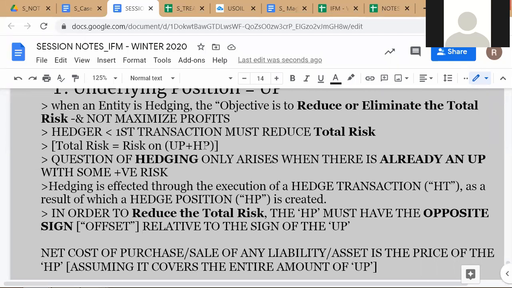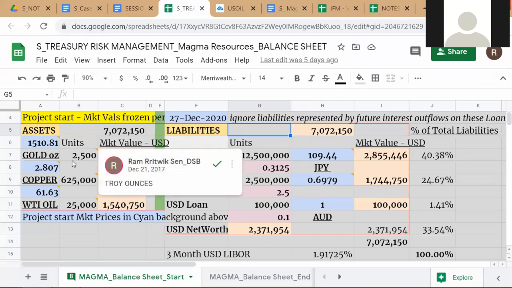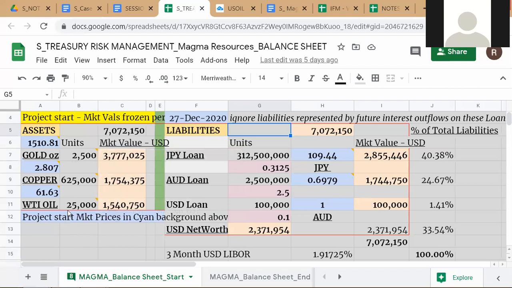Total risk is UP plus his HP risk. Risk on UP plus HP. Hedging is only when there is already an UP. Now you put on a hedge position. Okay, so after you hedge, the result is a hedge position. Now, if the total risk has to go down, then the hedge position sign has to be opposite of the underlying position sign. If you remember that day, Utsav was making a comment about how does he know that these are long positions? Because the sign is plus on all these. The sign is plus.